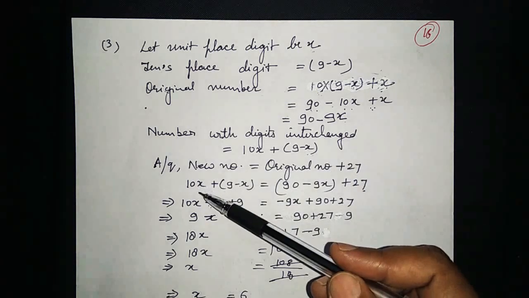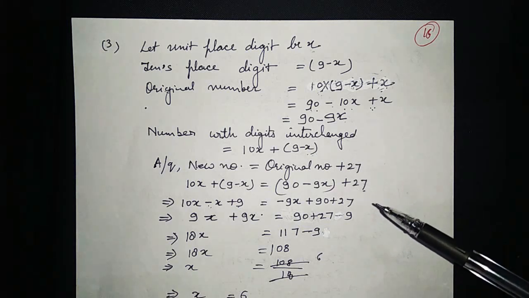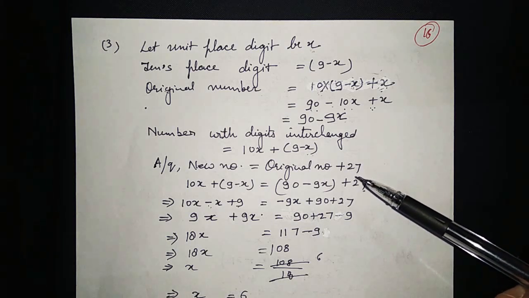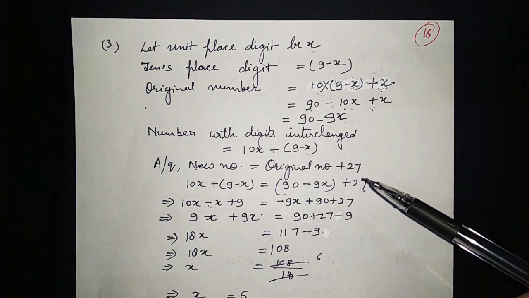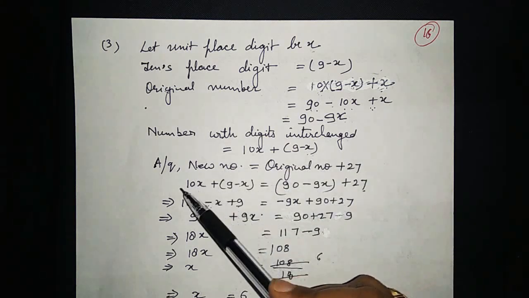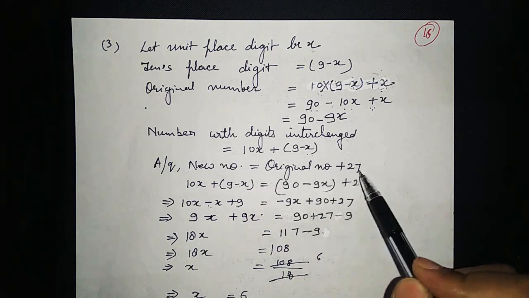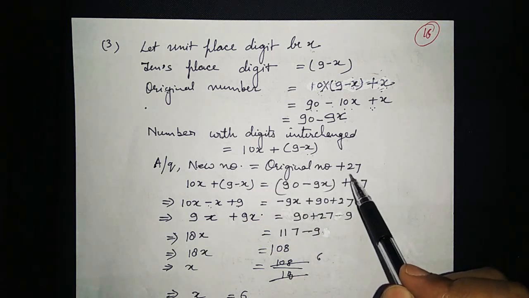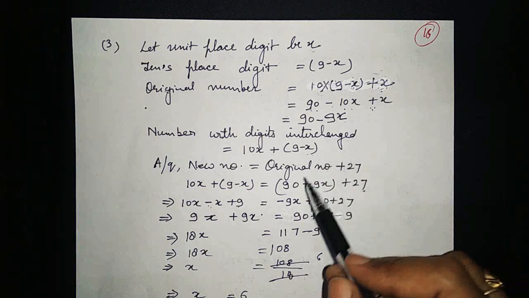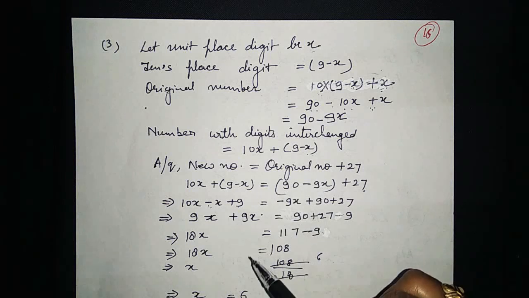Now according to the question, the new number is equal to the original number plus 27. In your book you can see this thing again. When we interchange the digits, it is found that the resulting new number is greater than the original number by 27. So according to the question, new number is equal to original number plus 27. Now in place of the new number we will write 10x plus 9 minus x, and for the original number you will write 90 minus 9x plus 27. Now we will simplify it more.